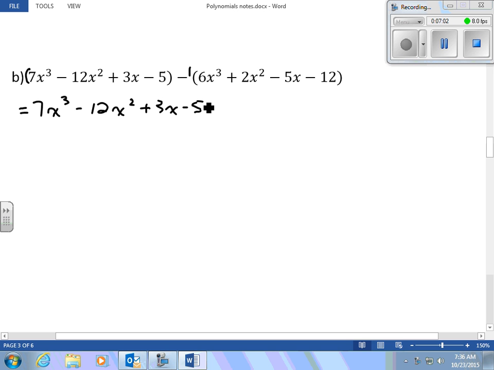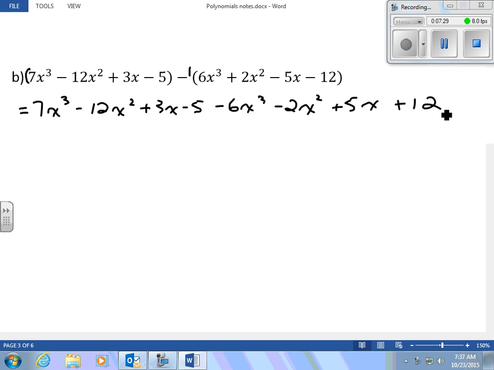So we can drop the parentheses on the first one without changing anything, and then think about minus 1 or negative 1 times 6x cubed. So that becomes a minus 6x cubed. Negative 1 times 2x squared will be negative 2x squared. Negative 1 times negative 5x gives us a plus 5x. Negative 1 times negative 12 gives us a plus 12. Okay, so we've changed the sign on each of the 4 terms that are being subtracted. So now we will collect our like terms.